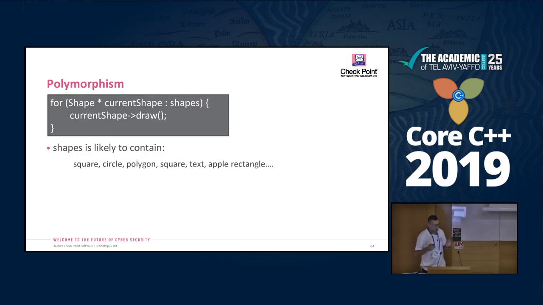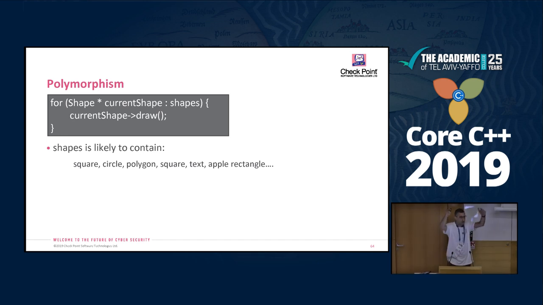This example is not about data cache invalidation, but about instruction cache invalidation. That's like day one in object-oriented programming, right? We have a vector of shapes. We iterate on this vector, and we just draw each one of them. We've all written code like this. But shapes is very likely to contain square, then circle, polygon, then another square, text, rectangle, and for each one of them, I need to fetch the draw instruction.